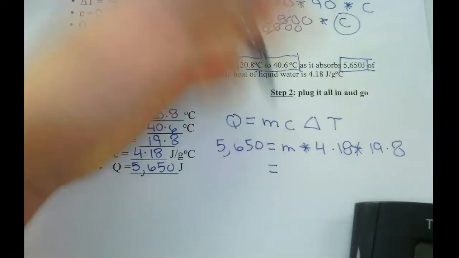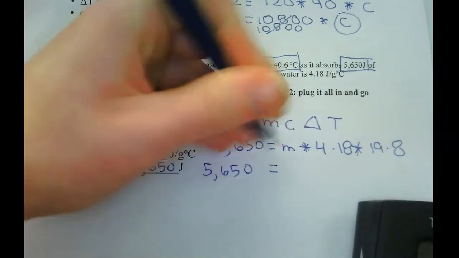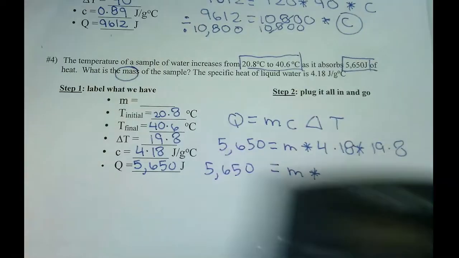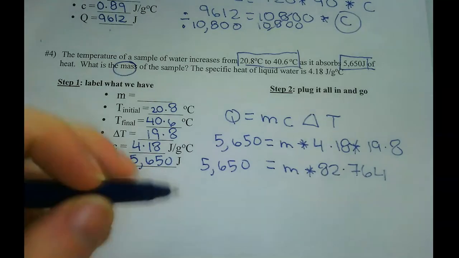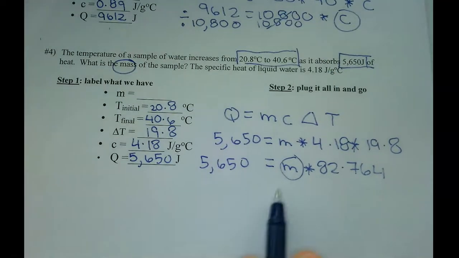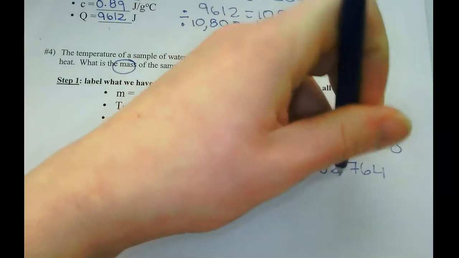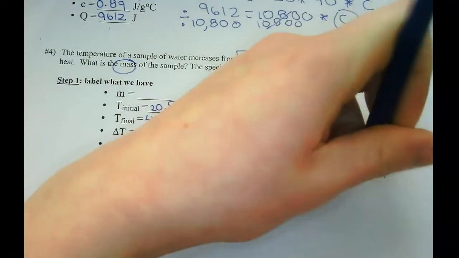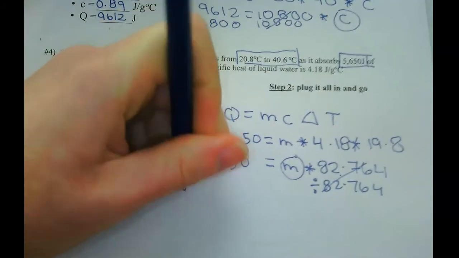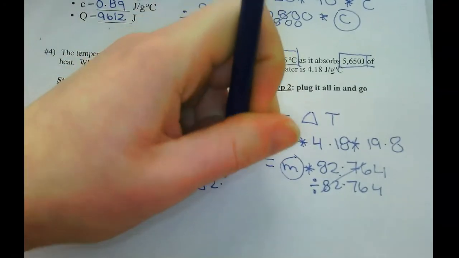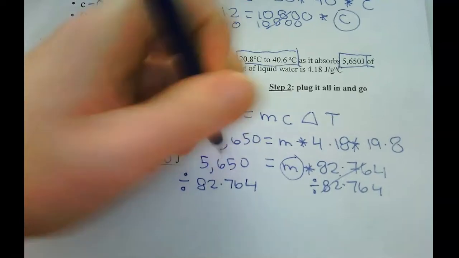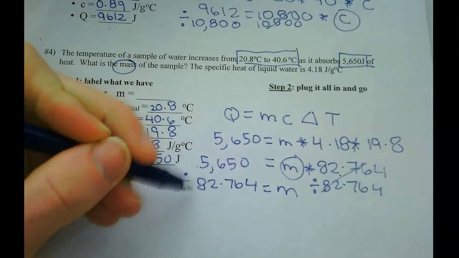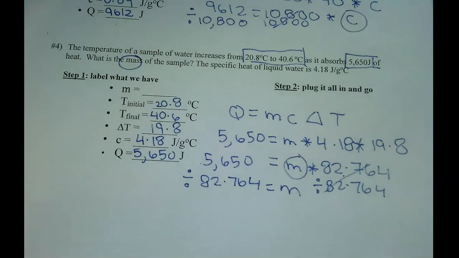So I'm going to start by multiplying these two together. Okay, so I've got 5,650 still over here. It's equal to M times 82.764. And just like I did before, in order to get M by itself, I need to divide by 82.764 on both sides. And that will give me M. So once I divide these two, I'm going to have found M.